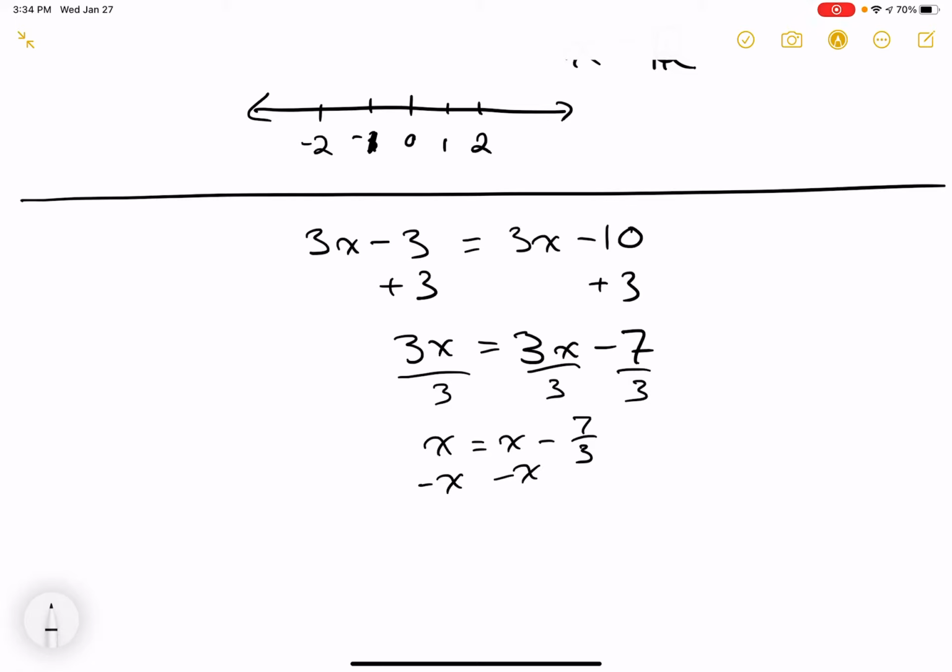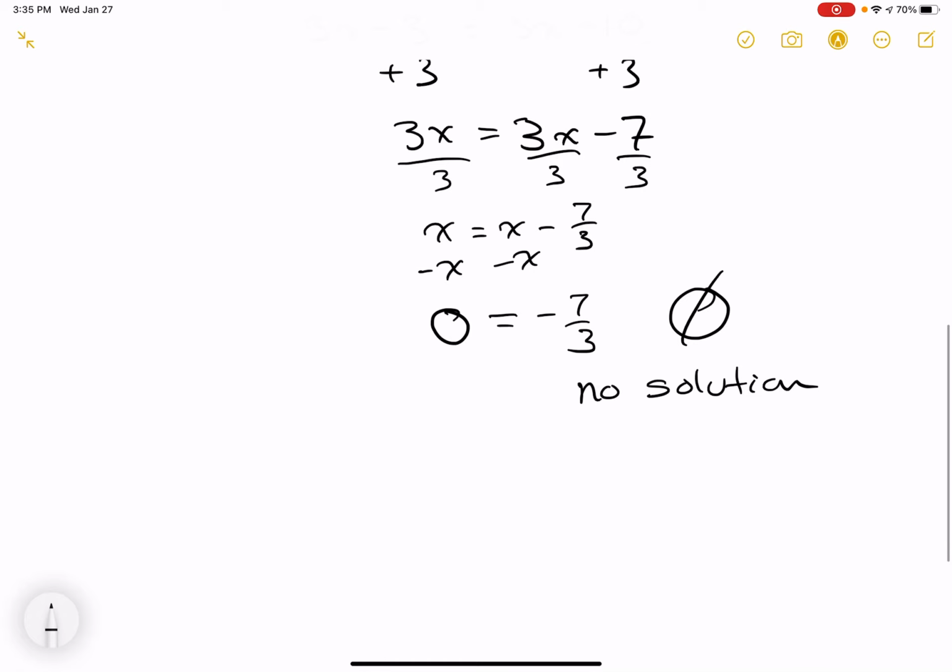And x minus x, well, that's equal to nothing. And I get 0 is equal to negative 7/3. Is this true? Is it true for all values of x? In other words, is there some sort of value for x that I could put in here that would make this true? The answer is no, there's not, okay? Doesn't matter what you put in there, this is not true. So we say that there's the empty set, or there is no solution.